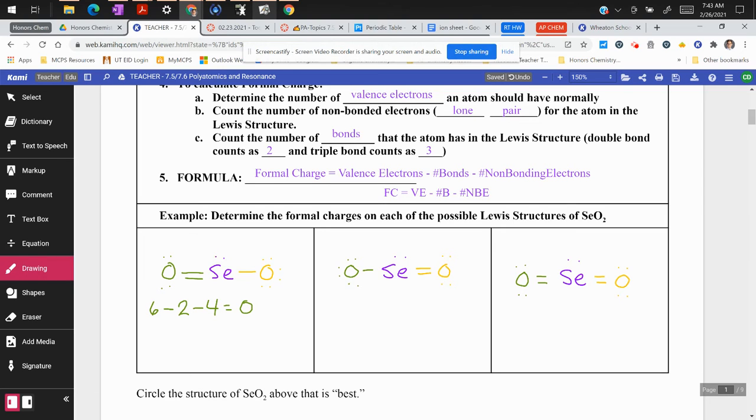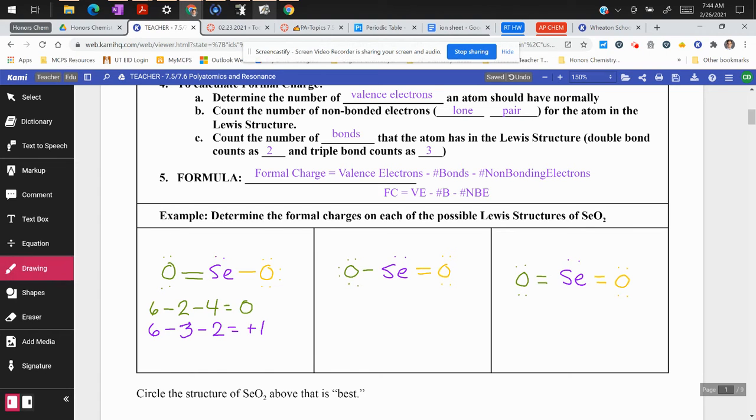I'm going to repeat the process for selenium. Selenium also normally has 6 valence electrons. Selenium in this structure has a single bond and a double bond, which is 3 lines total, or 3 bonds. So I'm going to subtract 3. And then there's 1 lone pair, or 2 electrons, so I'm going to subtract 2. 6 minus 3 is 3, minus 2 is a plus 1.